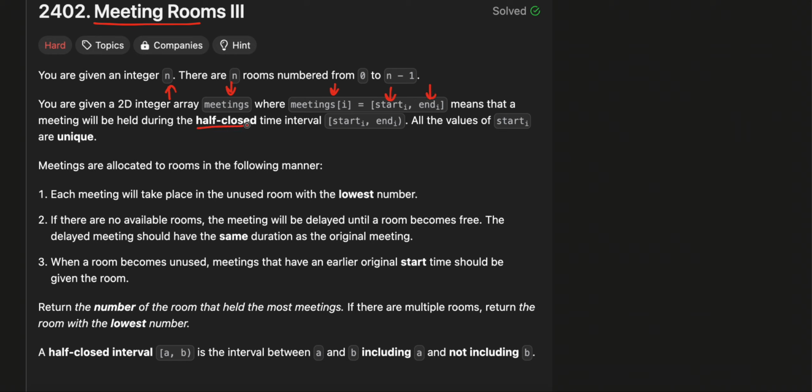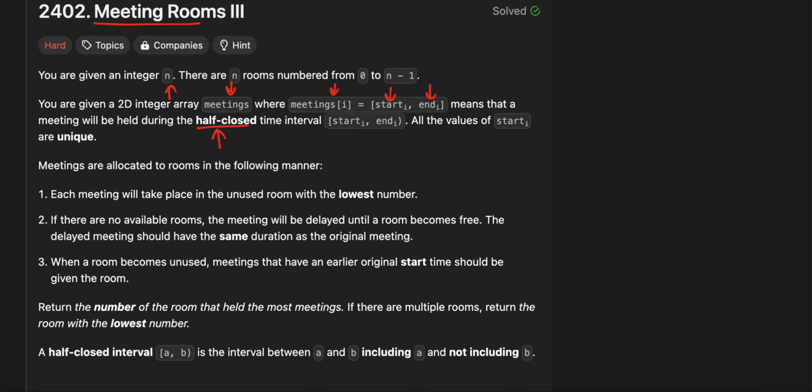Now you will notice one more thing, the statement "half closed". So what does this mean? If a meeting starts at time 1 and ends at 5, which is not inclusive, it means it will take the time interval 1 to 4, and that meeting room can be empty at time 5. So 5 is not inclusive, but 1 is inclusive here. The meeting will be happening from 1 to 4, and at the 5th time interval that room can be unoccupied. This is the meaning of half closed.